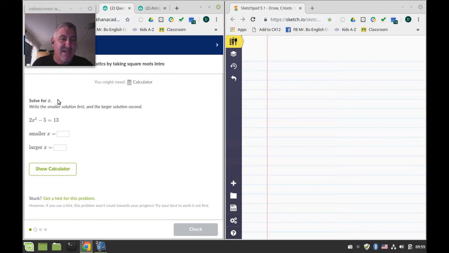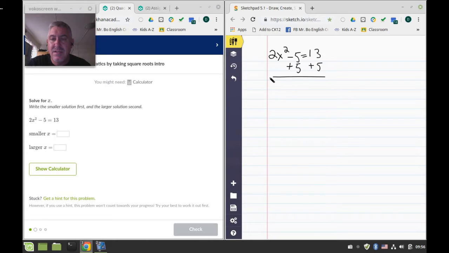Our next question asks solve for x. So this is not a function, it's an equation, not in function notation. We're just going to have a one variable equation here: 2x squared minus 5 equals 13. Our first step is add 5 on both sides. That means 2x squared is equal to 18. Our next step is divide by 2. That means x squared is equal to 9.